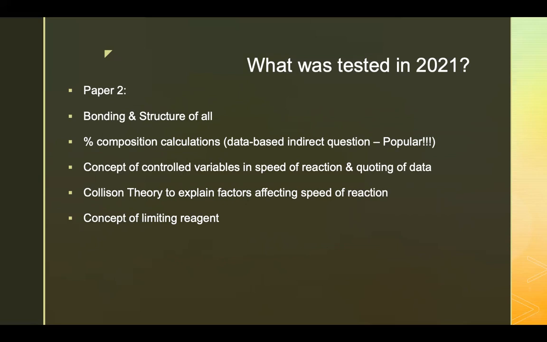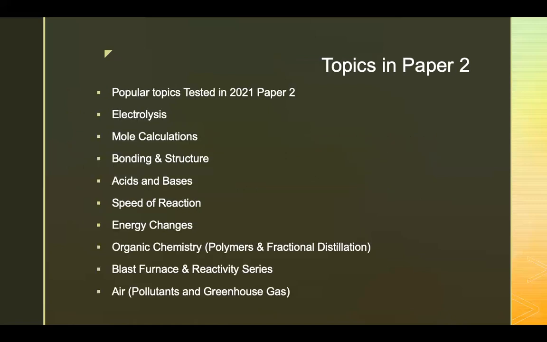The concept of controlled variables in speed of reaction and plotting of data is tested for this paper, as well as collision theory to explain the factors. But this time around, I think they asked quite a lot: concentration, temperature, and I think surface area. Also a 5 marks long question. And the last question is a mole concept question where students are assessed on the concept of limiting reagent. But this time around, one of the reagents is given both concentration and volume. It's a solution, so it's a bit different from usual. Okay, so that was tested in 2021.